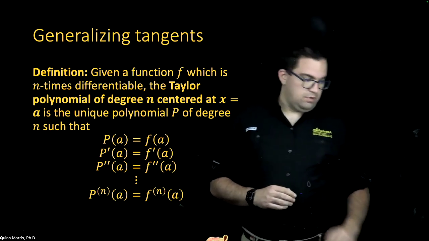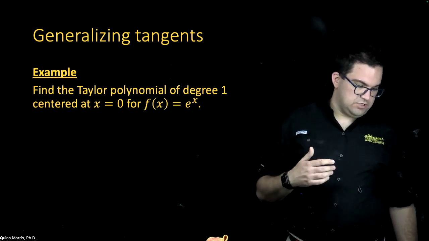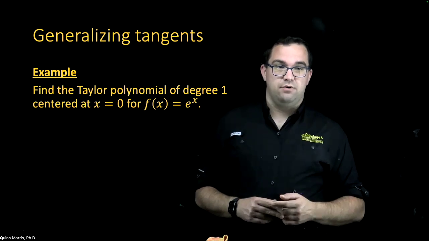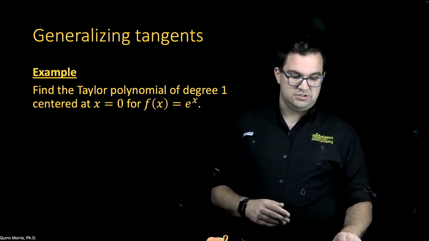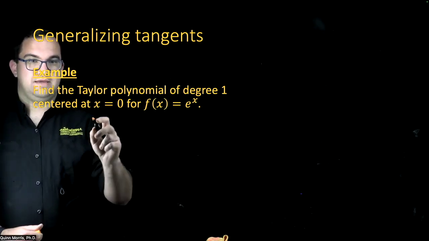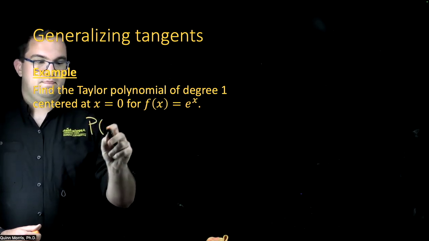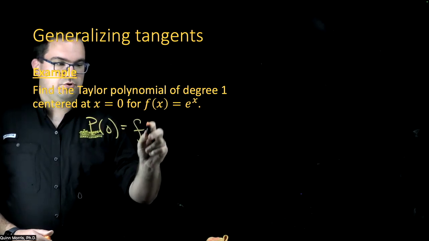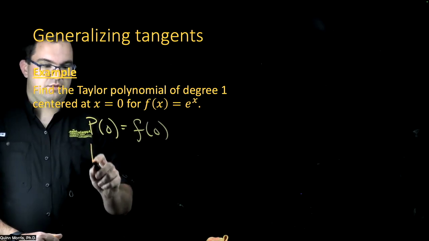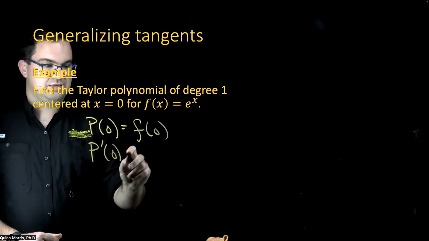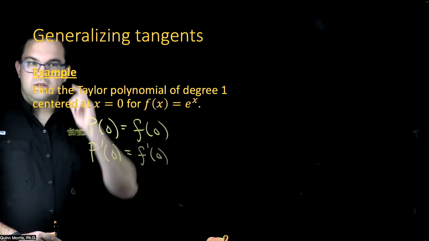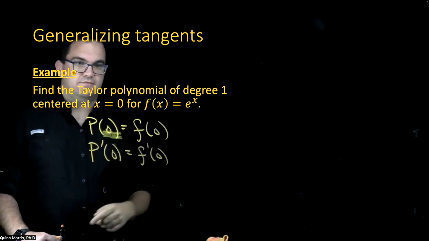Okay. So if we just think about this, imagine I ask you to find the Taylor polynomial of degree 1 centered at x equals 0 for f of x equals e to the x. So what would that mean? Well, if I want the Taylor polynomial of degree 1, that means I want the polynomial at 0 to be equal to the function at 0. And I want the first derivative of the polynomial at 0 to be equal to the first derivative of the function at 0.